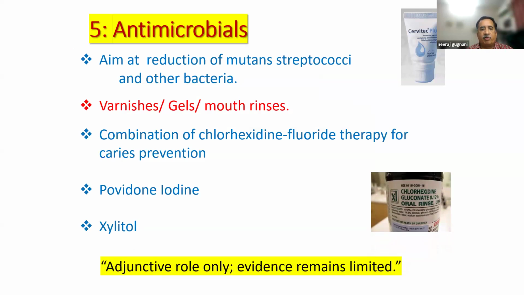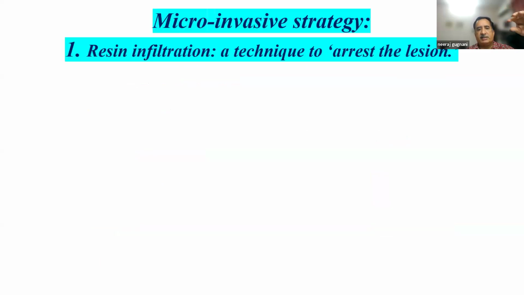They are also available as varnishes, gels, and rinses. A combination of Cravitec plus antimicrobial toothpaste, which has chlorhexidine along with fluoride therapy, is very helpful. The other antimicrobials include povidone and xylitol. So these are the 5 non-invasive strategies.